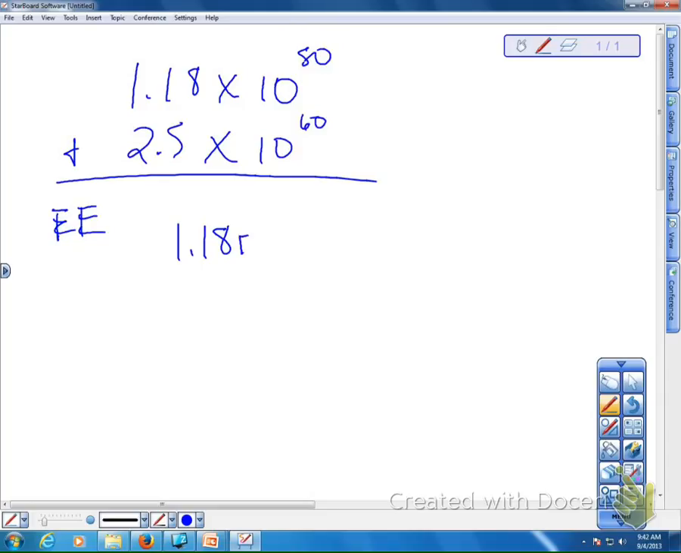But your screen should look like this. 1.18 E, and then you type in your exponent, which we said was 50. And that's what your calculator should look like. Then you hit the plus and do the same thing for the other number, 2.5, and there I go. Hit the EE button again, and then type in 60. So that's what your calculator, especially if you have a graphing calculator, should look like. And it will do all the math that we did earlier.